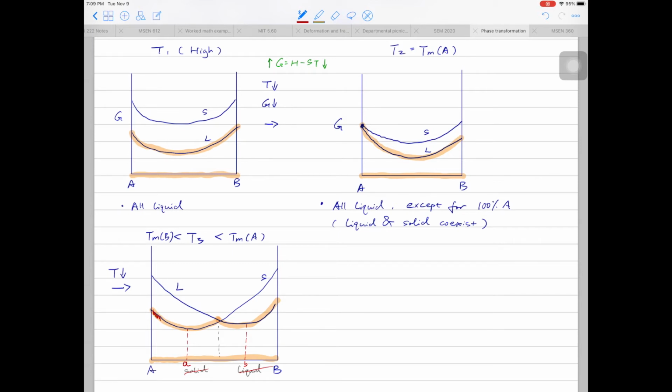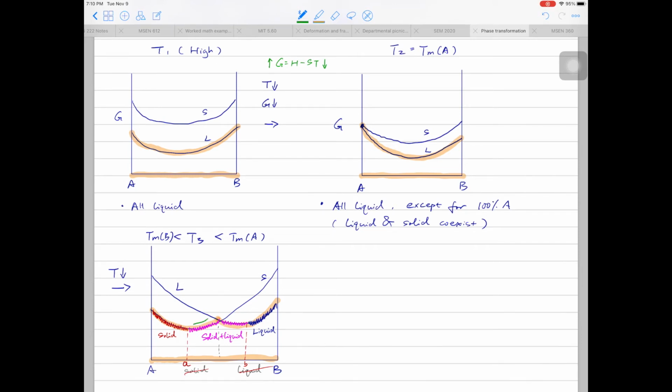In the compositional space from capital A to lowercase a, no doubt it will be solid. Again, from lowercase b to capital B, no doubt it will be liquid. The part between the lowercase a and the lowercase b is actually tricky. In fact, during this composition, solid and liquid phases coexist.